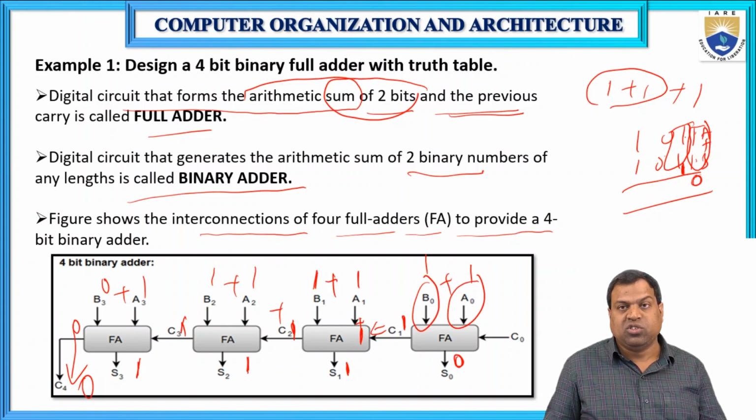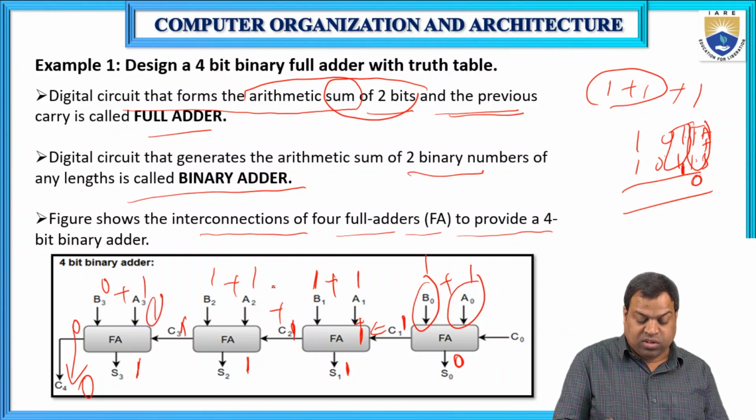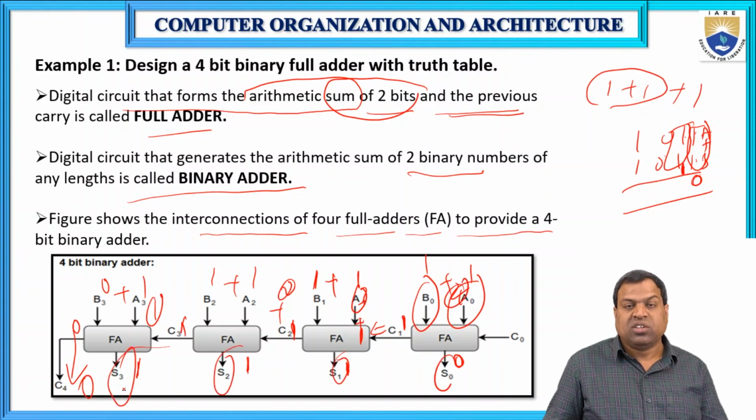So a full adder is used for 3 inputs, that means 2 inputs and 1 carry of the previous value. That is a full adder. And here we are taking a design of 4 bits. Here 1 2 3 4. I am taking the 4 outputs S0, S1, S2 and S3. So, a 4-bit binary full adder with truth table.